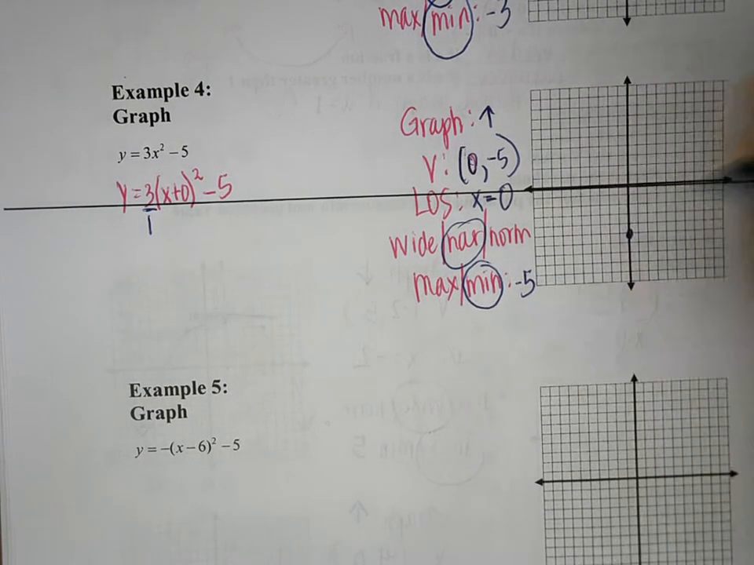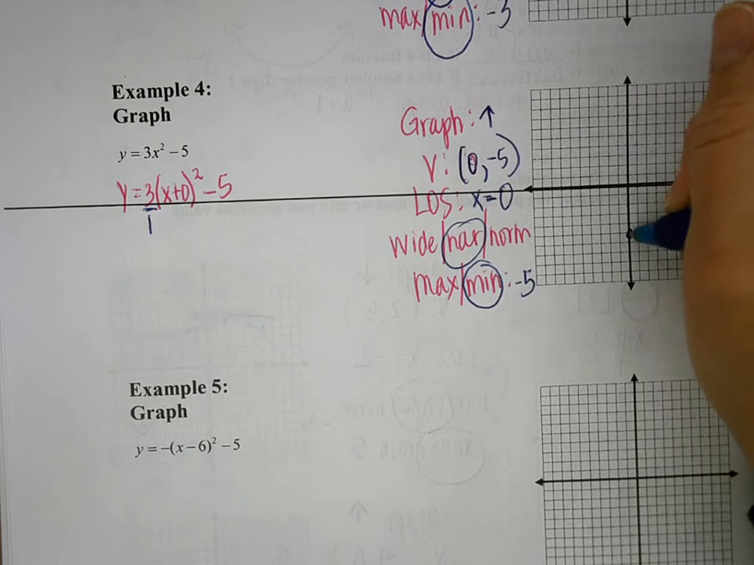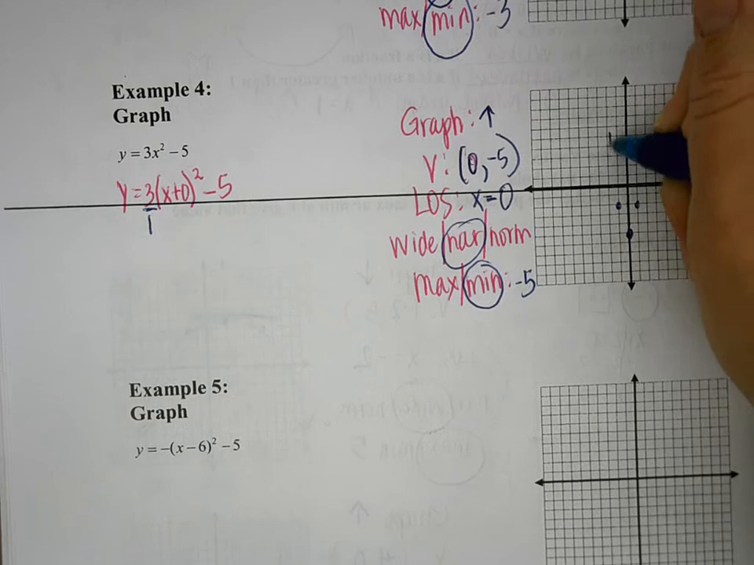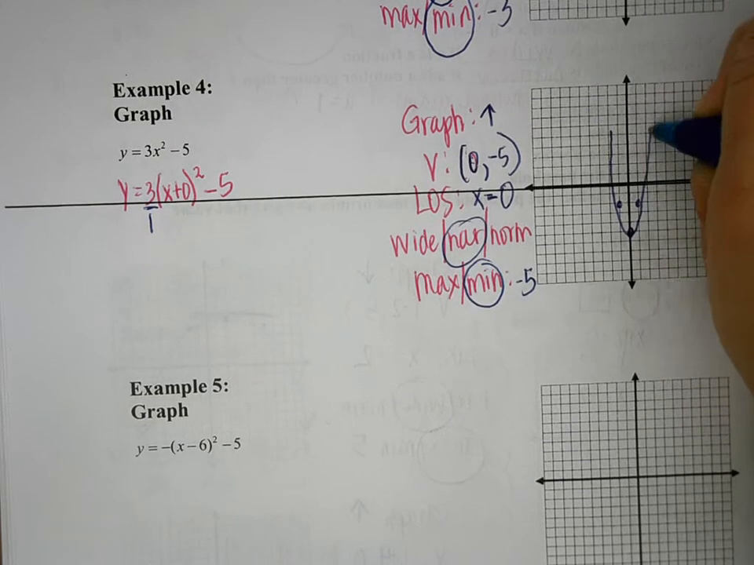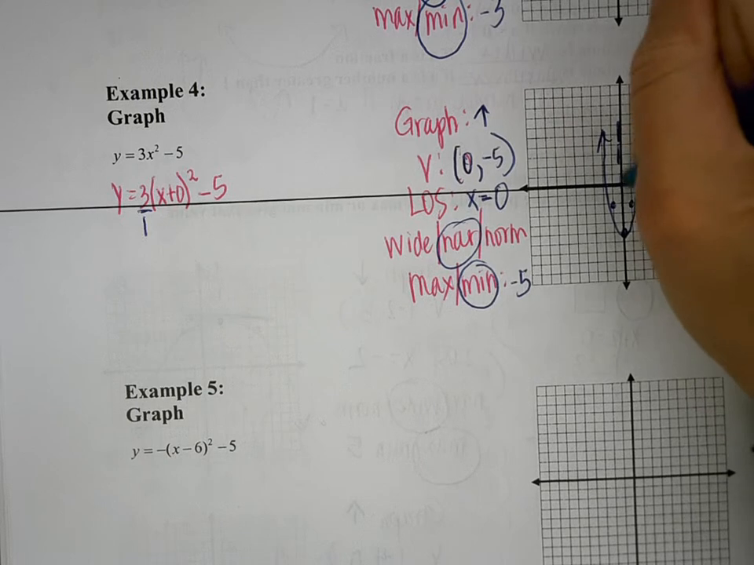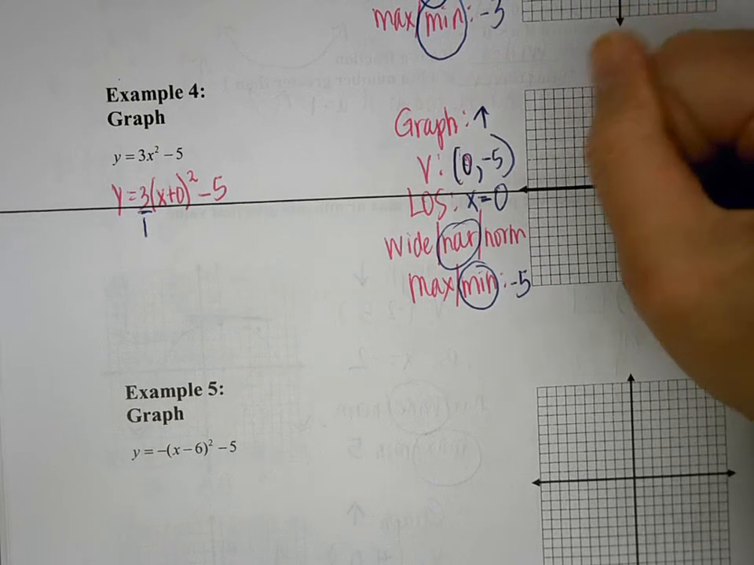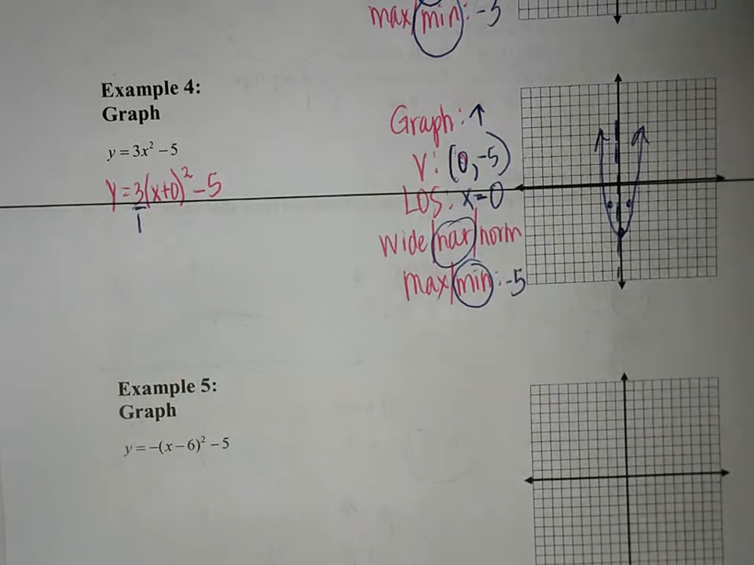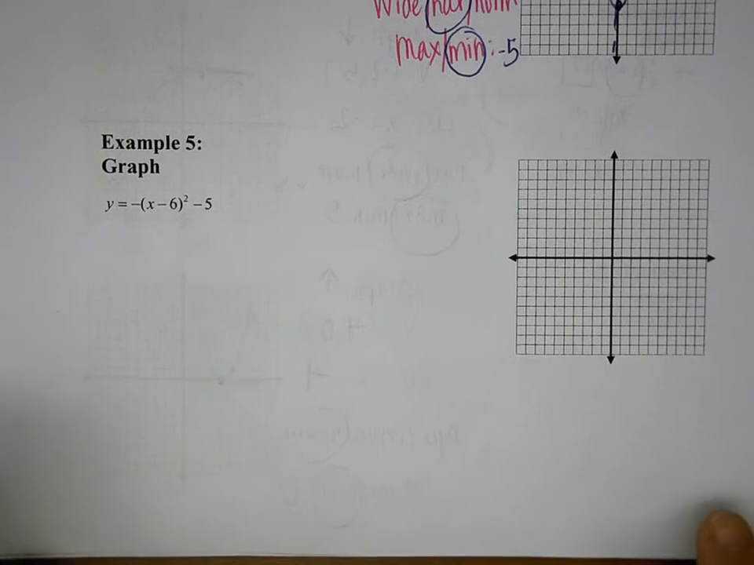If we want to do our slope from this point, we'd go up 1, 2, 3, right 1, and up 3, left 1. And then we can draw our parabola. And your line of symmetry is just going through the middle right there at 0. Any questions? Okay, I'm going to give you about 1 minute to do example 5 on your own.